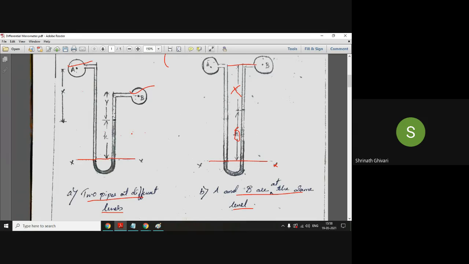From this level, there are two different liquids. Which ones are those? Manometric liquid and lighter liquid, right? Pb plus rho g, where rho is the density of mercury, into h. Rho g into h.